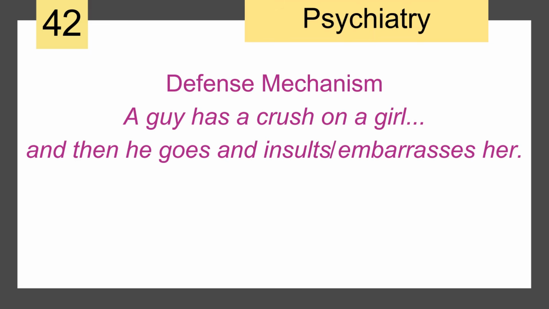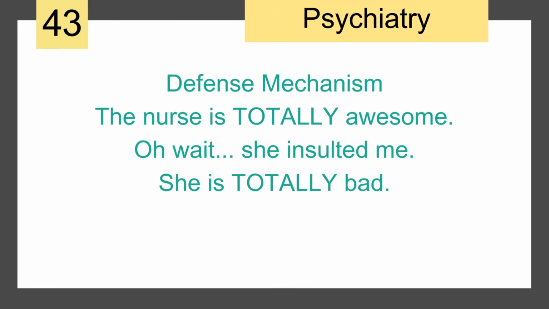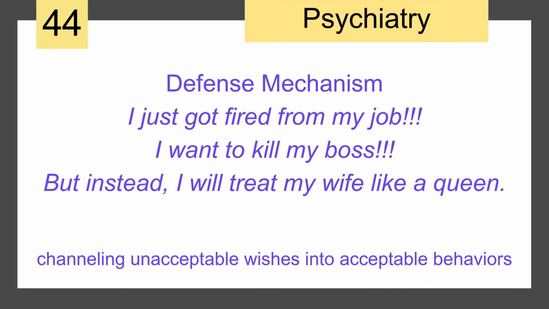Question 42. Here's a defense mechanism. What's it called? A guy has a crush on a girl, and then he goes and insults and embarrasses her. The opposite. Quite a counterproductive thing to do. This is reaction formation. The person behaves opposite their feelings. Here's another one. The nurse is totally awesome. Oh wait, she insulted me. She is totally bad. Of course, this is splitting, seen in borderline personality disorder. Another defense mechanism. I just got fired from my job. I want to kill my boss, but instead, I will treat my wife like a queen. This is amazing. This is sublimation, where you channel unaccepted wishes into acceptable behaviors.